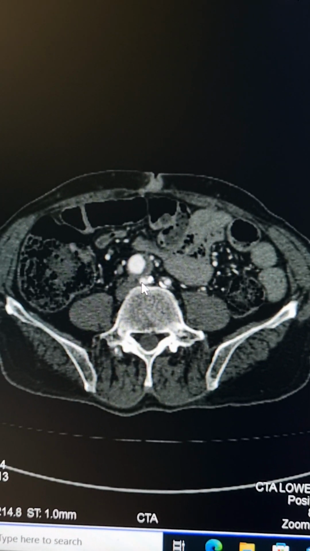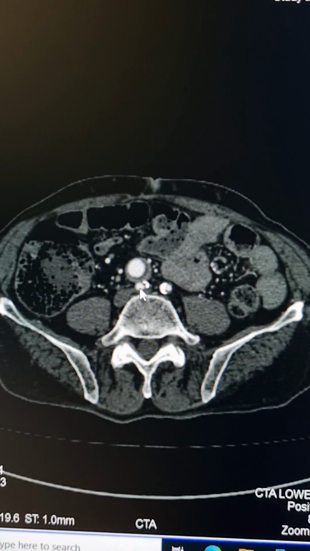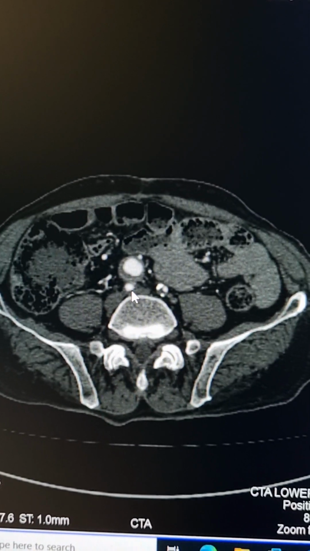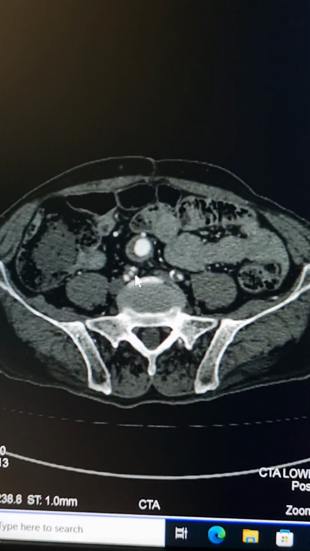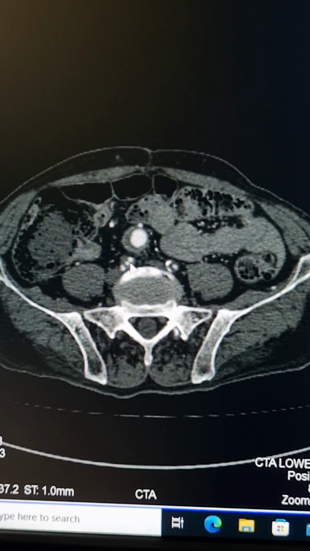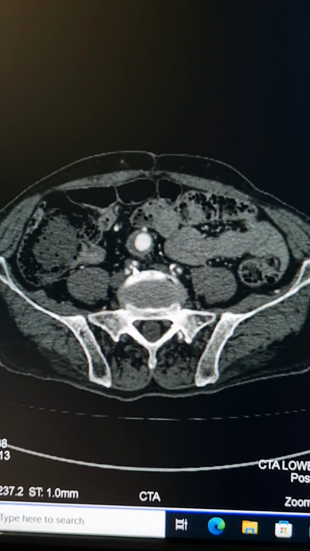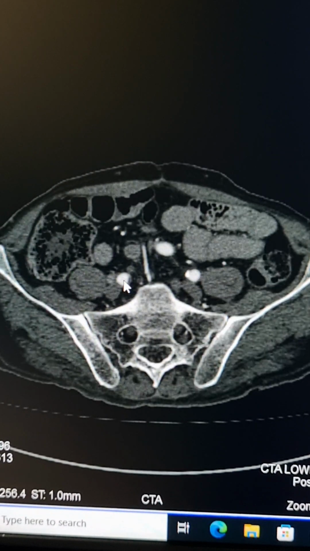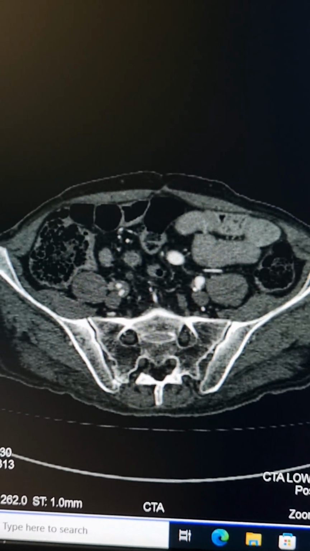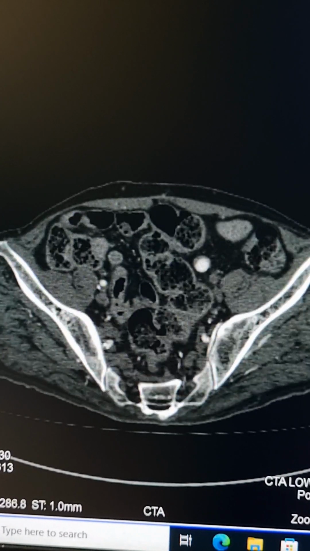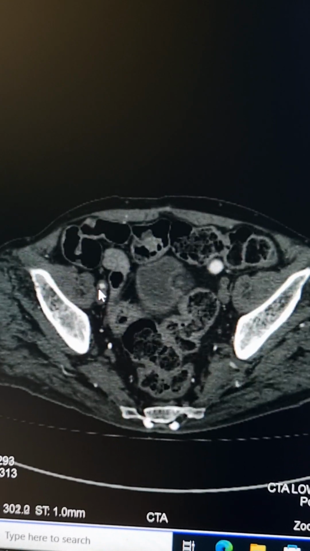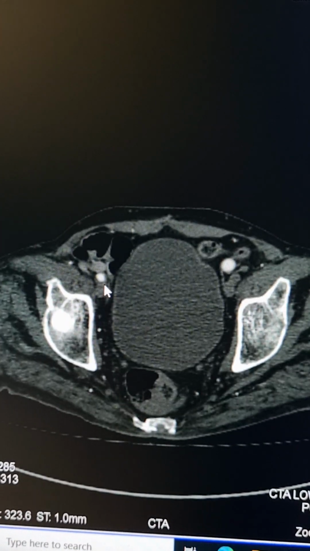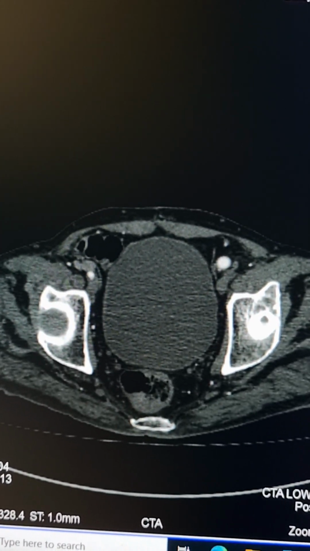This is the right common iliac artery, and this is the calcified plaque. This is the patent lumen. Now first I will show you the right side. There are variable degrees of narrowing, from moderate to severe luminal narrowing, of the right common iliac artery. Now this is the right external iliac artery. You see again variable degrees of moderate to severe luminal narrowings of the right external iliac artery.